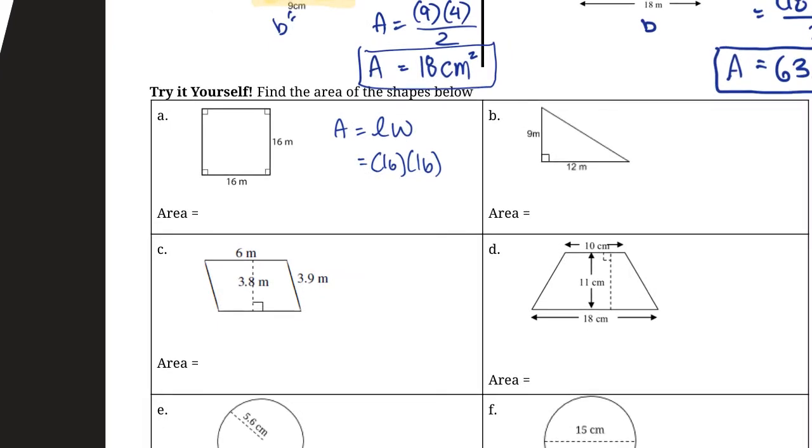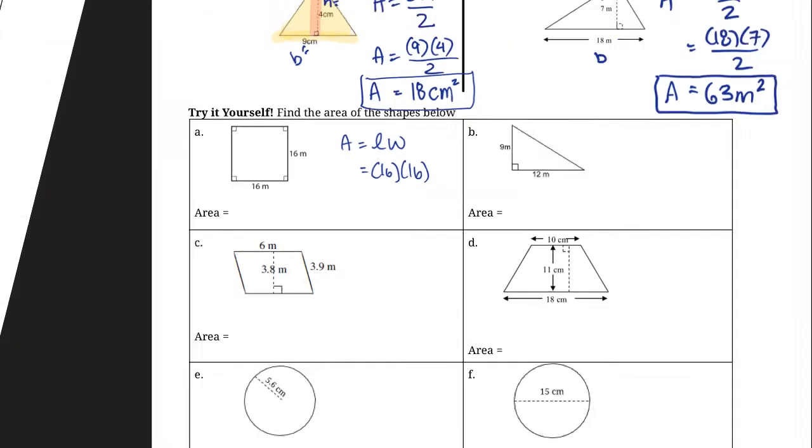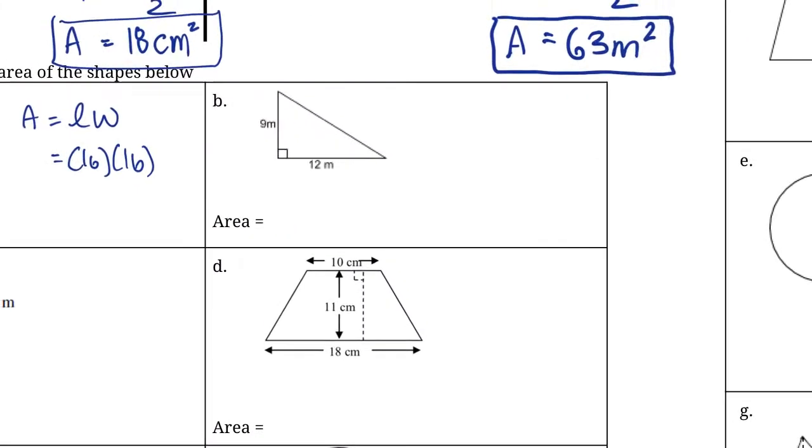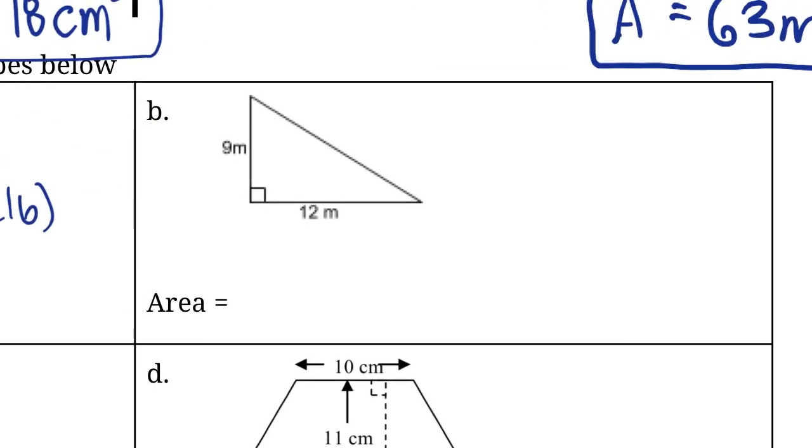B is a triangle. Now it looks a little bit different than the triangle in this one. But remember, we have our base and we have our h that comes directly up out of our base, right? Our height. So if we look here, what's going to be our b and what's going to be our h? Well, let's assume that that's our base for a second, right? So let's call that b.